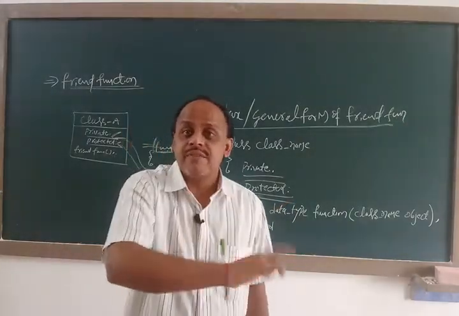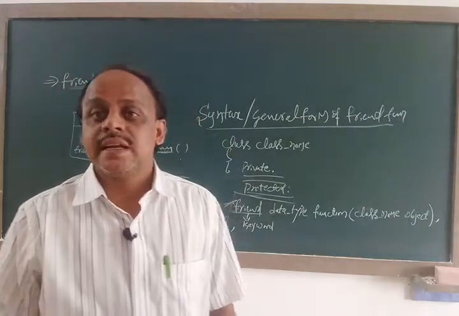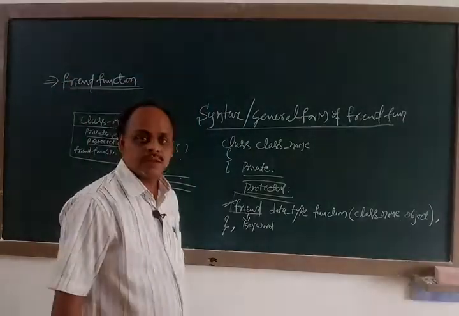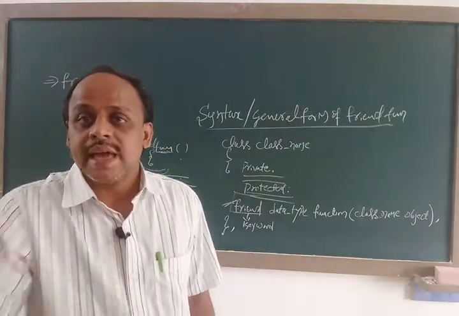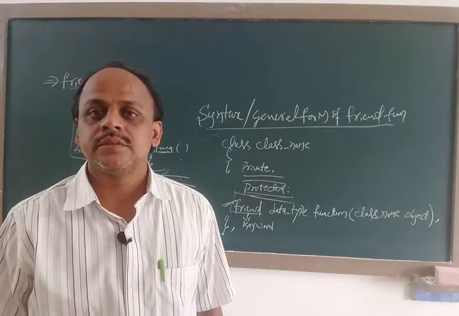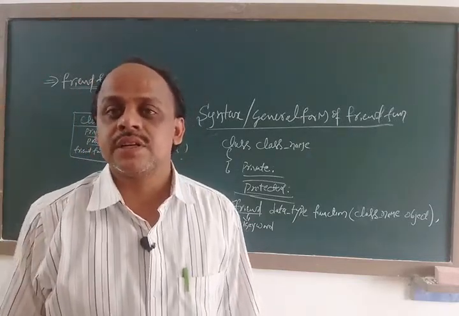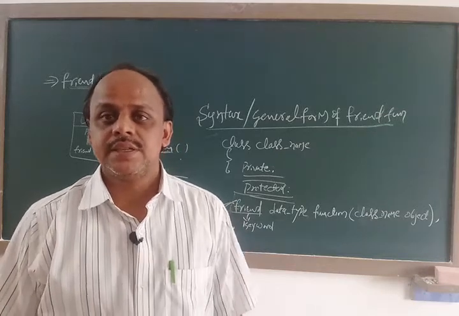Whenever the friend function is not a member function, you can declare it anywhere in the class, no problem. The access specifiers do not affect a friend function, right? Access specifier is not needed for friend function, we can say actually, right?